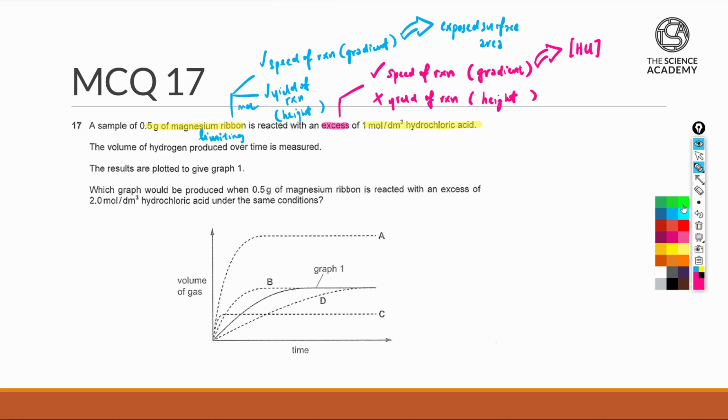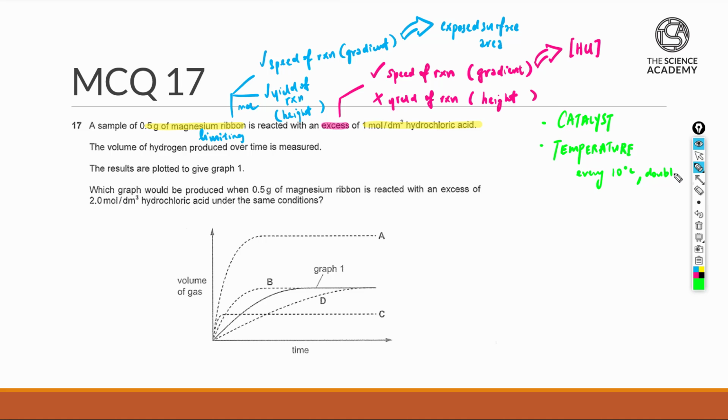But as a general item, that is regardless of state symbol, a catalyst could have come in here to speed up the reaction. So the curve does become steeper, but the yield remains the same. Or we can also manipulate temperature. And temperature comes with the general understanding that for every 10 degrees Celsius, we should be doubling the rate of the reaction. Again, this is just a little bit of a diversion from what the question actually wanted.